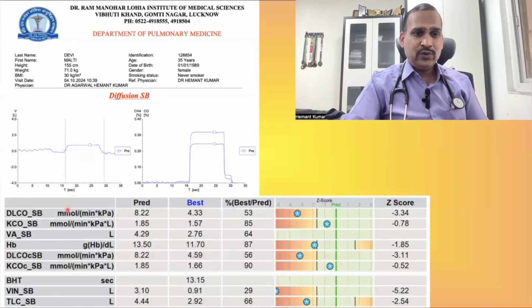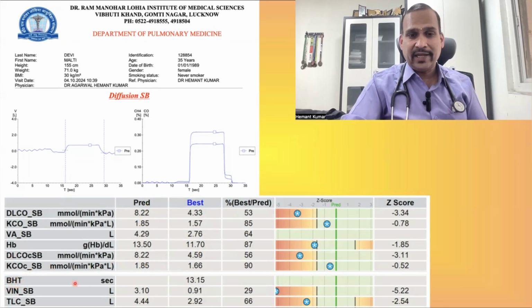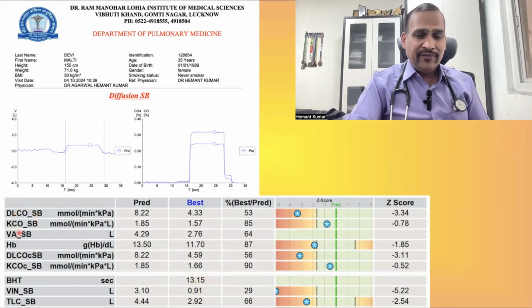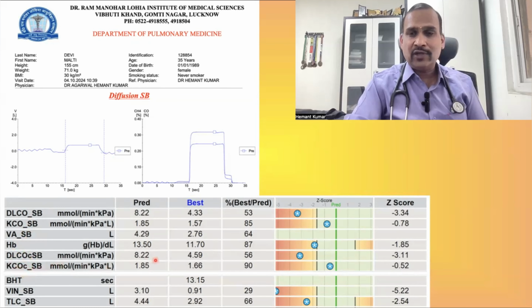If you want to interpret the value, we have to see first the BHT, breath holding time. How much should it be? 8 to 12 seconds. How much is the patient having? 13. It is more than required. Okay, 13 is good. The above value is without correction for hemoglobin. The below value, DLCO and KCO, is corrected for hemoglobin. This person's hemoglobin is 11.7, which is less than the normal predicted.